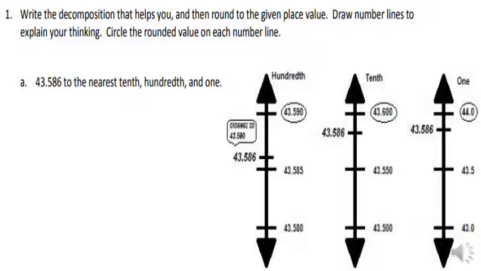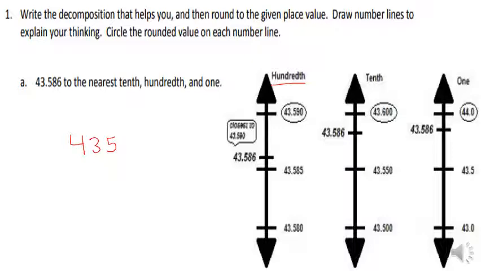On question 1A, it's having us write the decomposition. That helps you, and then round to the given place value. Draw number lines to explain your thinking. Now, like I said, we're kind of going to go back to using the standard form. And if we look at the first one, it says to the hundredth.